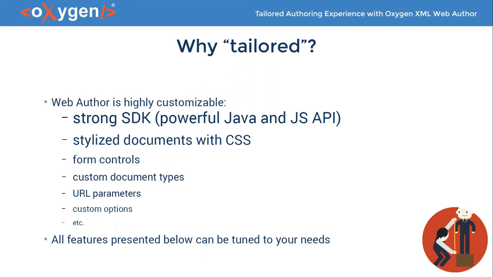Why did I choose this title? Why is the authoring experience tailored? Well, I want to point out that Web Author is highly customizable. And here I listed some of the greatest features that prove it. First, it has a strong SDK: you can create plugins with a powerful Java and JavaScript API that allows you to create a bunch of things depending on your use cases or your workflows. The documents are stylized with CSS, so everyone can change how a paragraph or an element is rendered in Web Author. And many other features like form controls, custom document types, some URL parameters, and others.